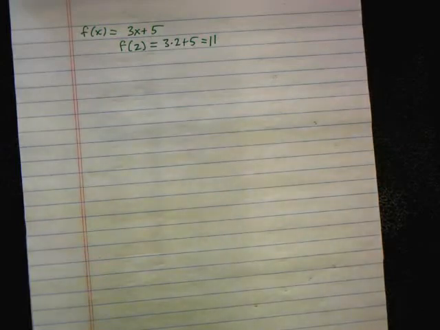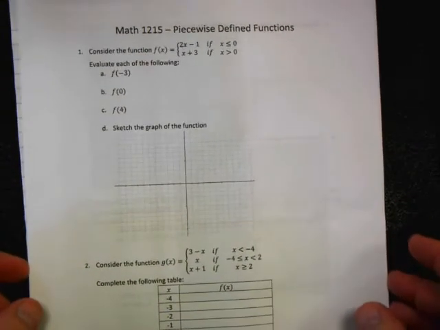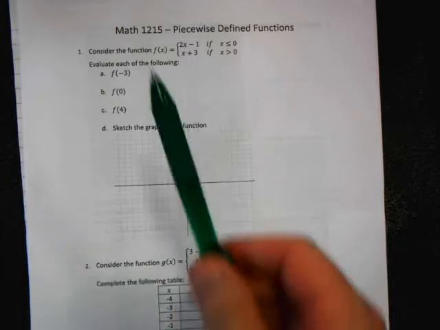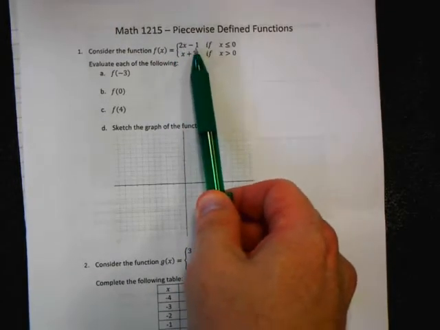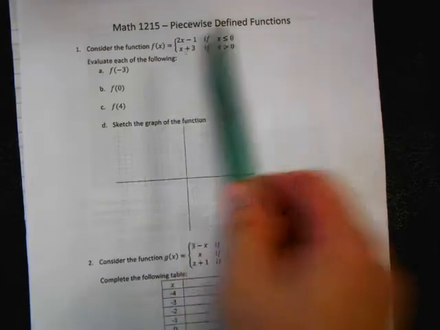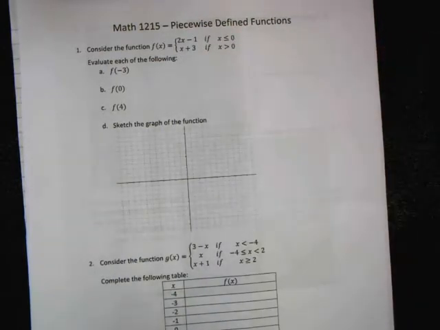A piecewise function is something that looks like this. Why is it called piecewise? There are different parts. So this function sometimes is 2x minus 1, and other times it's x plus 3. And this function is split on its domain. There's a word I don't think I've used before in this class. What does domain mean?